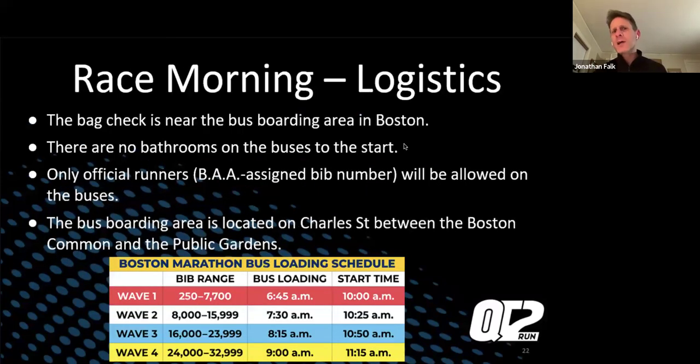So as I mentioned, the bag check is near the boarding area. I think we should be able to see it on the next map, or at least explain where it is. There are no bathrooms on the buses to start. They use school buses to ferry people to Hopkinton, and so there are plenty of porta potties in the area. So just get to the boarding area early enough.